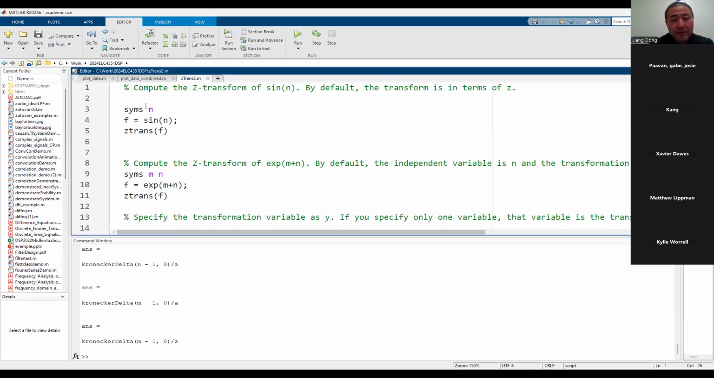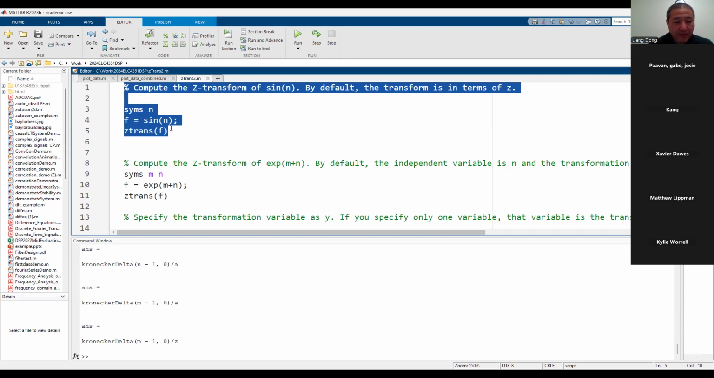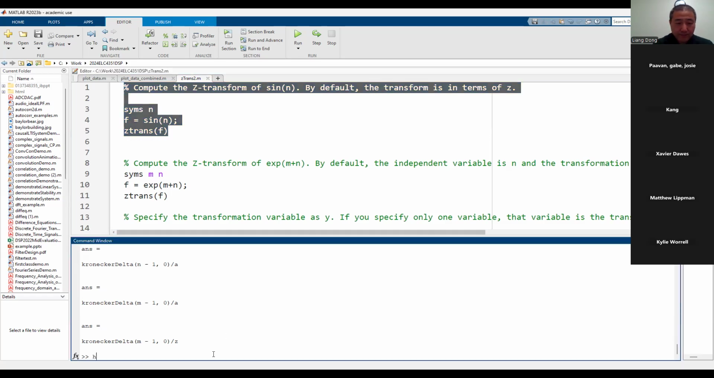If I want to compute the Z-transform of sin(n), I define a symbol. You have to install the Symbolic MATLAB toolbox. I define a symbol called n. So I can put a function f equal to sin(n). Then I do the Z-transform on my function. Let's see what we have. Let me just copy this and paste it here.